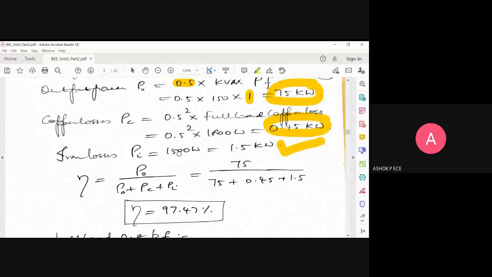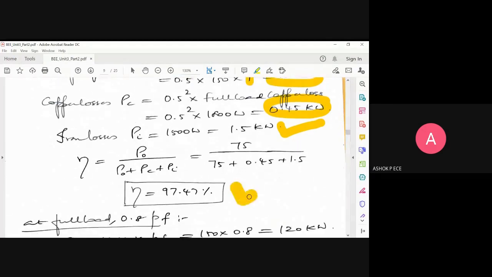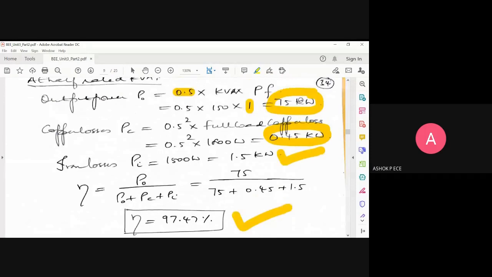See, since everything is in kilowatt, I am neglecting the kilowatt because it will get cancelled. If one is not in kilowatt, convert it into kilowatt and do the calculation. So 75 divided by 75 plus 0.45 plus 1.5, the answer comes to 97.47% efficiency of your transformer. Any doubts? The first portion you can ask.